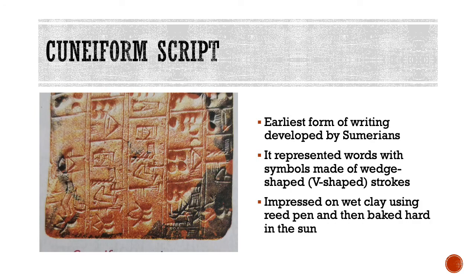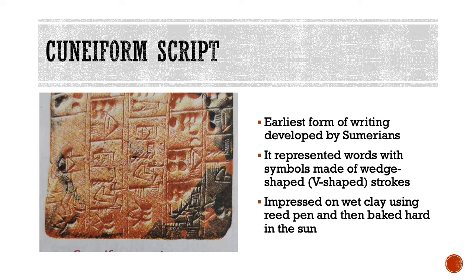So the earliest script or earliest form of writing was developed by the Sumerians. It is known as cuneiform. It represented words with symbols made of wedge shaped strokes. Wedge shaped means V shaped. As you can see in the picture here, the symbols are V shaped. So the word cuneiform itself means wedge shaped.